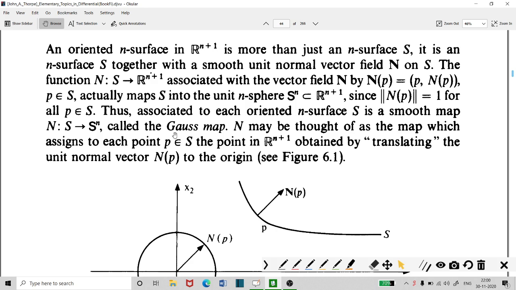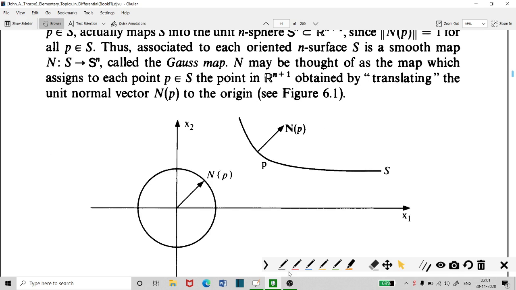So N may be thought of as a map which assigns to each point p of S the point in Rn+1 obtained by translating the unit normal vector N(p) to the origin. That means when you consider this vector N(p) at the origin, that is the image of p.